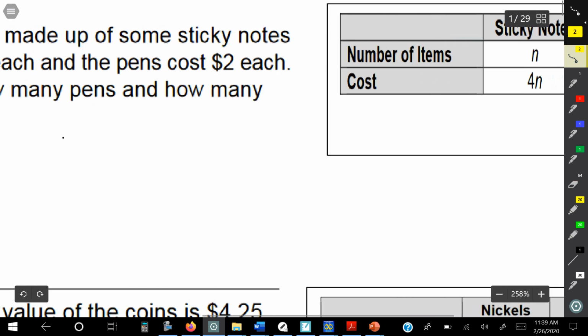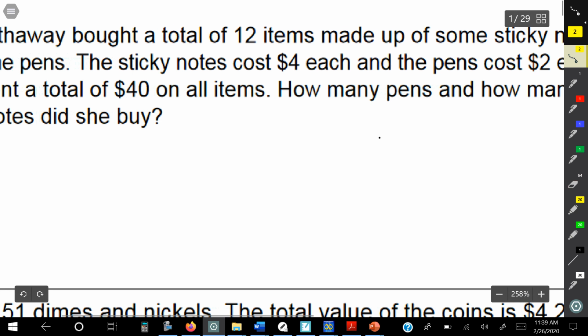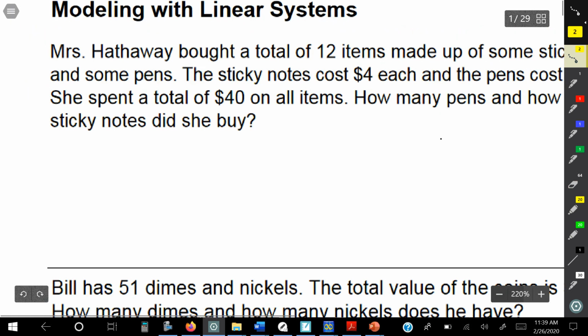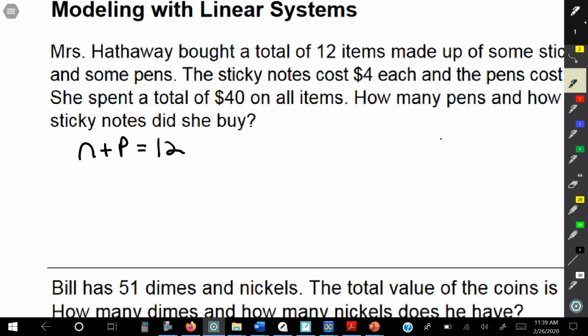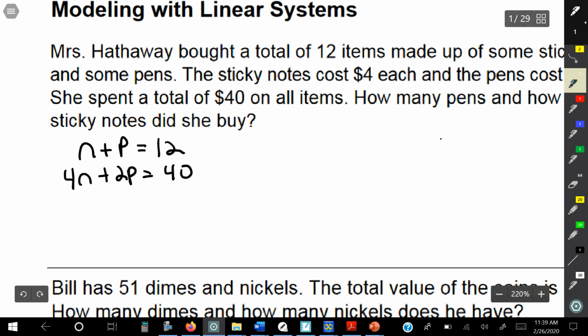So I'm going to start back over here, and I'm going to take the pens and the sticky notes, using n for sticky notes plus p for pens, and that's going to equal a total of 12, and that's one equation. And now we're going to take the $4 for each sticky note plus $2 for each pen. That's going to equal a total of $40.